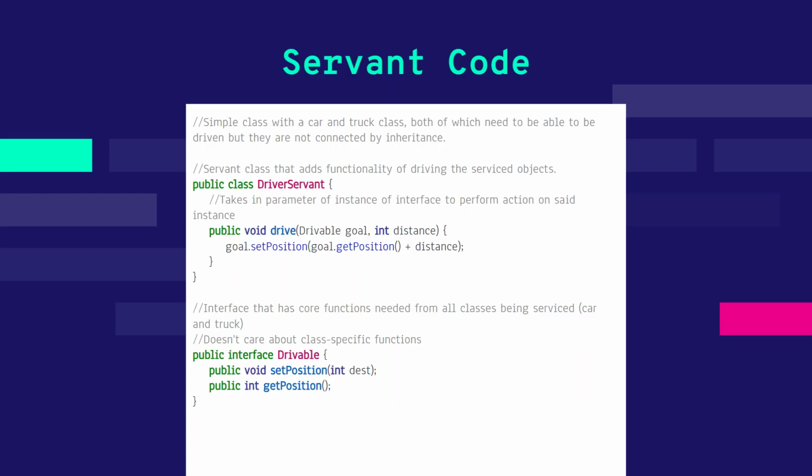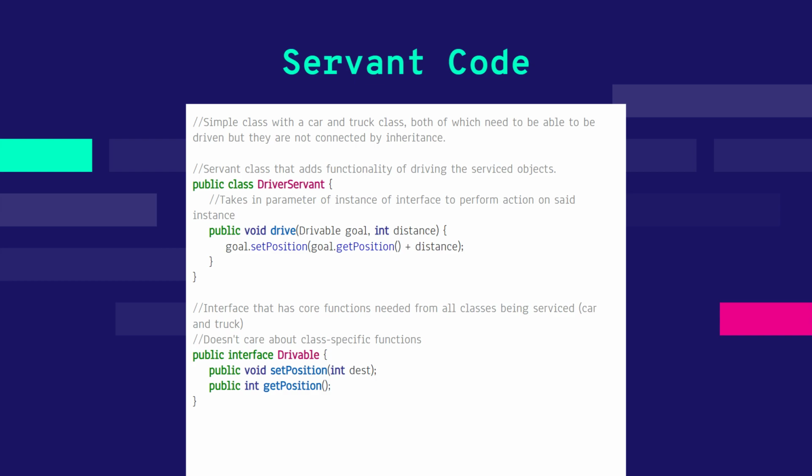So now let's look at sample code. Let's look at this in action. So first, let's look over the servant code using this design pattern. So there's 2 main things to look at. Let's look bottom up because that'll be easier. So this public interface Drivable, this will be the interface for our served objects. So right now we just have some very simple core functions that all these classes will naturally have.